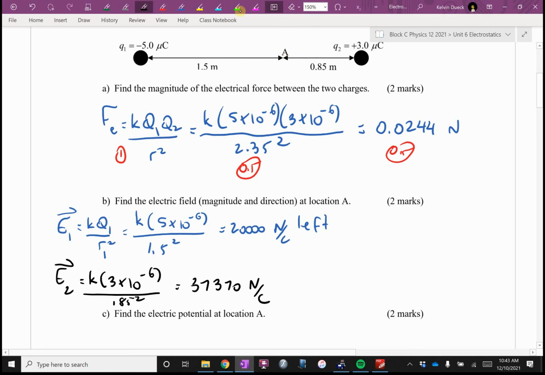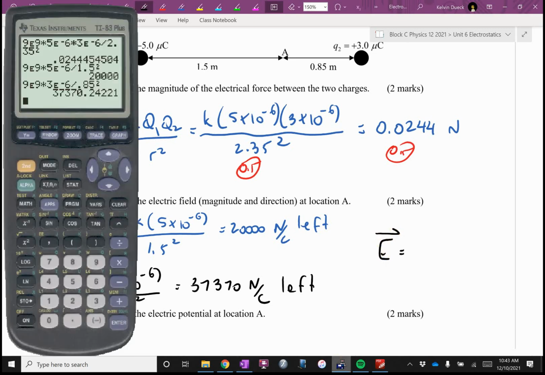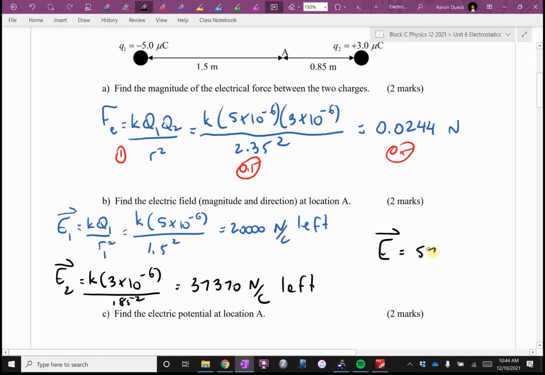Which way would a positive charge right here want to move because of this one? Also left. So I guess it's going to be left plus left. The final electric field is going to be this plus 20,000. It's going to be 57,400 if I go to 3 sig figs. 57,400 newtons per coulomb left.